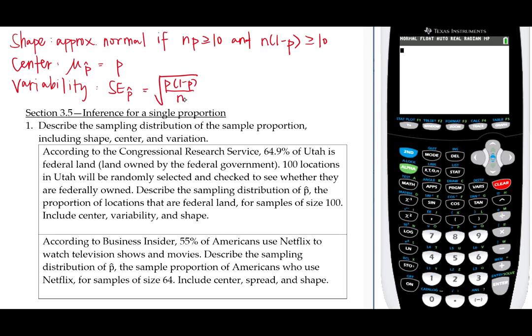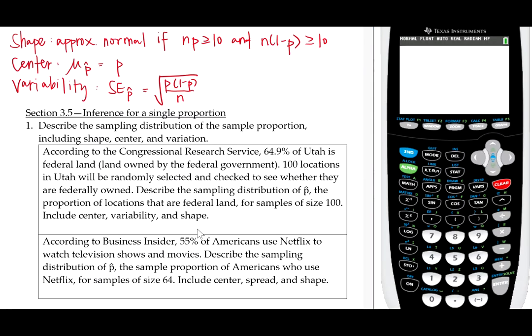So here's an example. According to the Congressional Research Service, 64.9% of Utah is federal land owned by the federal government. 100 locations in Utah will be randomly selected and checked to see whether they are federally owned. Describe the sampling distribution of p hat, the proportion of locations that are federal land, for samples of size 100. So we're going to include center, variability, and shape.